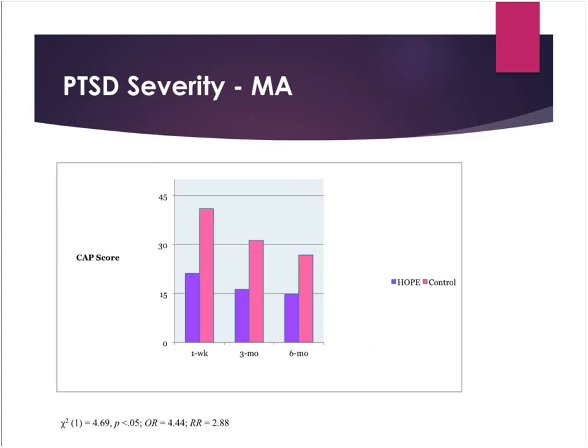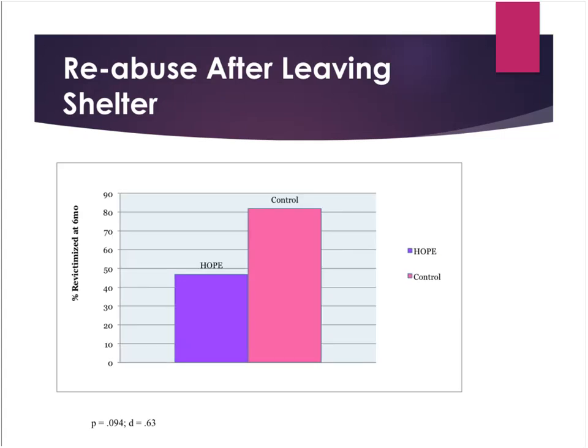So we were finding a trend towards the difference in diagnostic status, but not necessarily a significant difference at each time point. When you look at PTSD more continuously as a severity score, and we used the clinician-administered PTSD scale, or the CAPS, we had a trend. Clearly, you can see that the controls are higher, have more severe symptoms, the women who did not receive HOPE, but that wasn't statistically significant. However, we did have a lot of clinically significant and statistically significant findings.